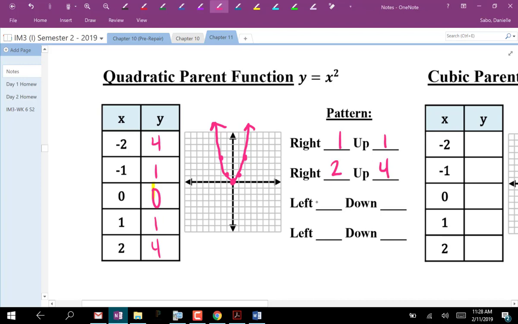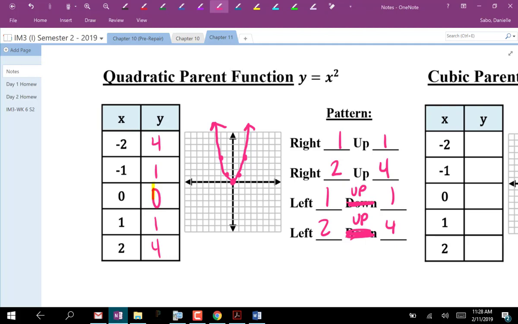Now this is supposed to be left 1, up. So go ahead and cross that out and put up. I made an error on my notes. So left 1, up 1, left 2, up 4. That's what we just did. And we can use that for the rest of these x squared functions to help us out. So I'm not even going to do the cubic yet. I'm going to do all the quadratics to make sure that we understand.